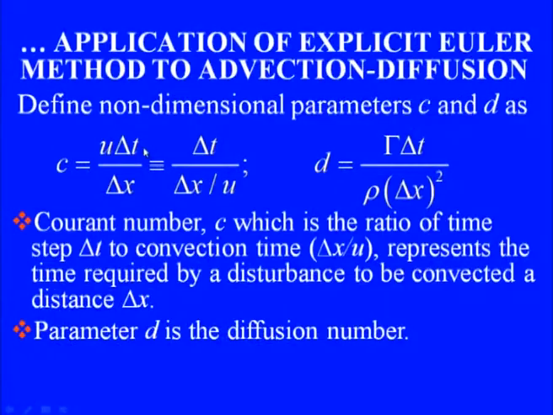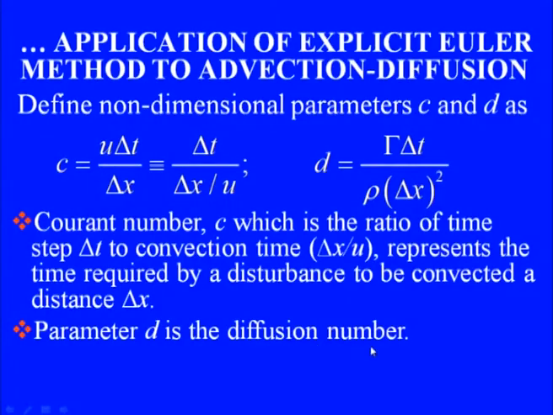To write this equation more compactly, let us introduce two non-dimensional parameters c and d. c is defined as u delta t by delta x. If you rearrange this definition, it is delta t divided by delta x by u. And d is defined as gamma delta t divided by rho times delta x square, which can also be written as delta t by rho delta x square by gamma, which is equivalent to our diffusion number which we have seen earlier in the context of the conduction problem. So this parameter d is nothing but the diffusion number which we have seen earlier.